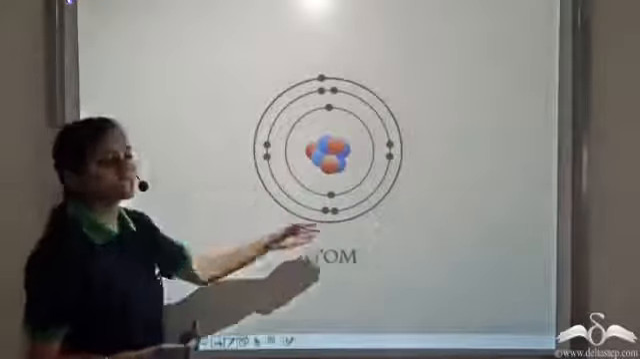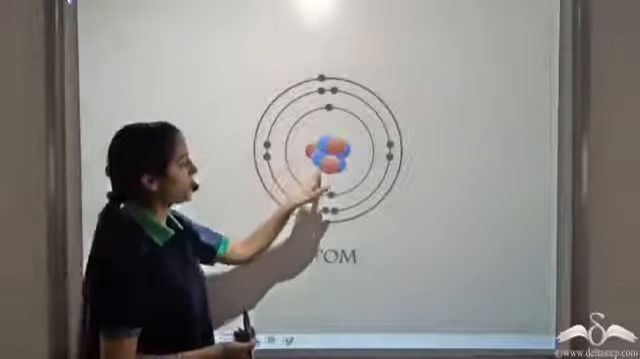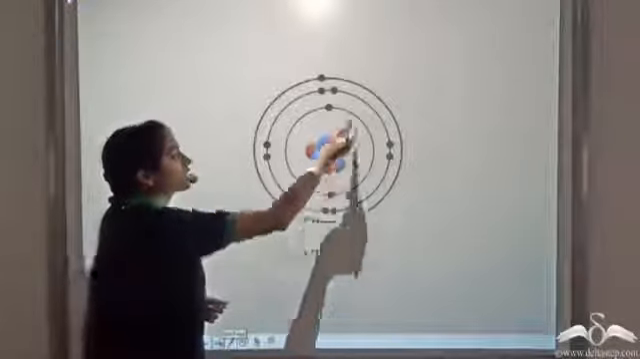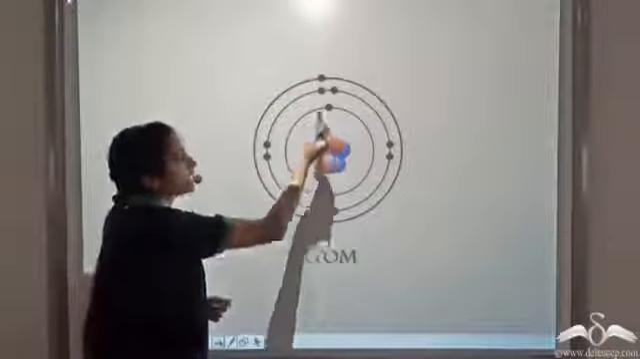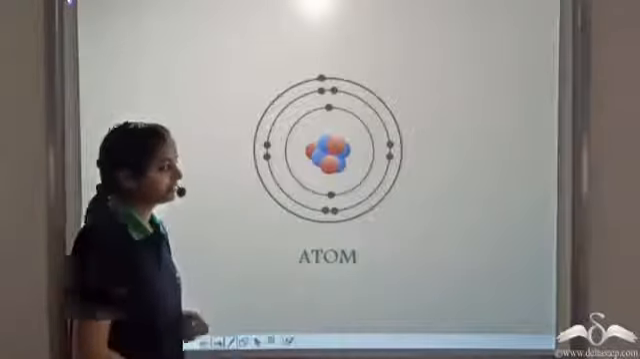So this is the present accepted form of the structure of atom. The nucleus of the atom contains protons and neutrons, and the electrons revolve around the nucleus in definite orbits. So this is the structure of atom as we know today.